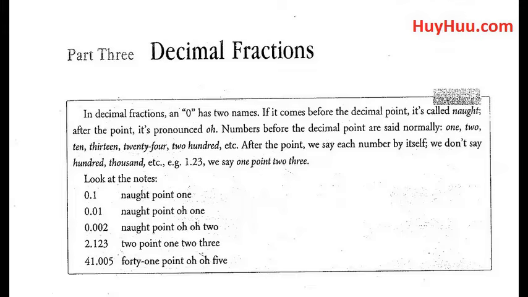E.g., 1.23, we say 1.23. Look at the notes. 0.1, 0.01, 0.002, 2.123, 41.005.